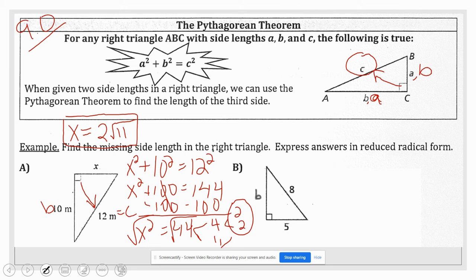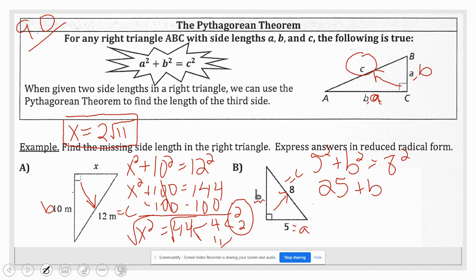Example B. Again, 8 is going to be C because that's our longest side opposite the right angle. We're looking for B. So I'm going to keep 5 as being A. Since the letter given is B, I don't want that to be confusing to me. So I'm going to have 5 squared plus B squared is equal to 8 squared.